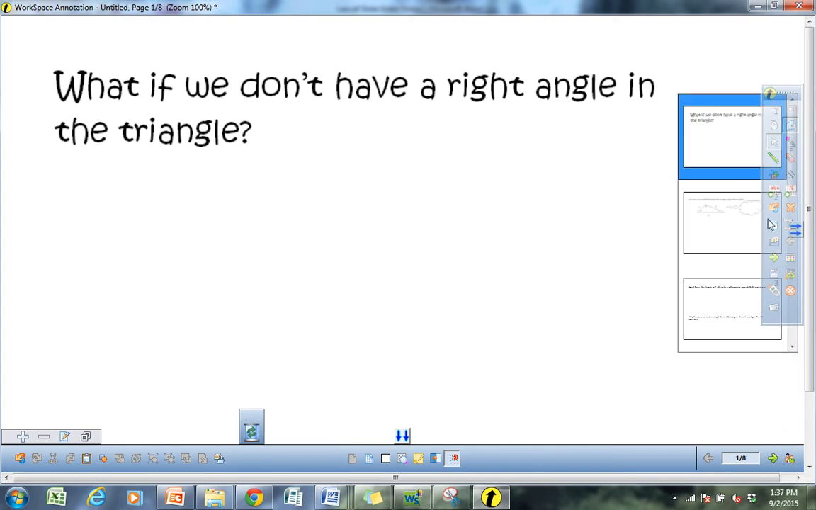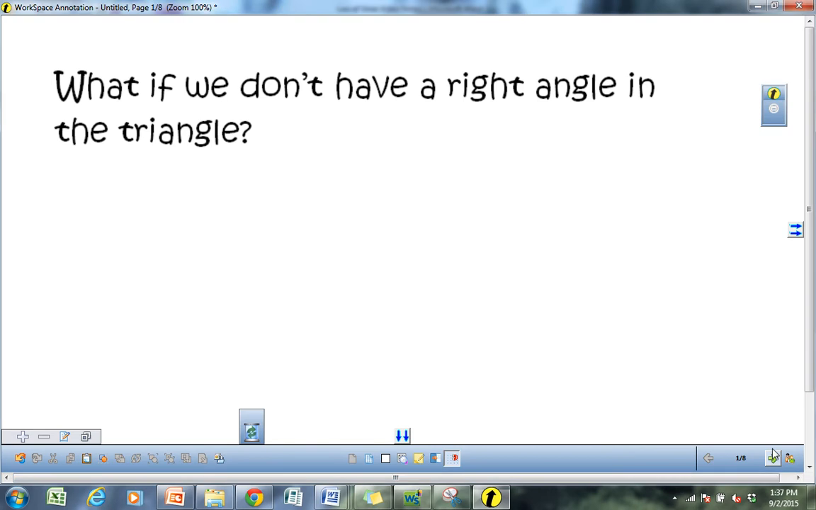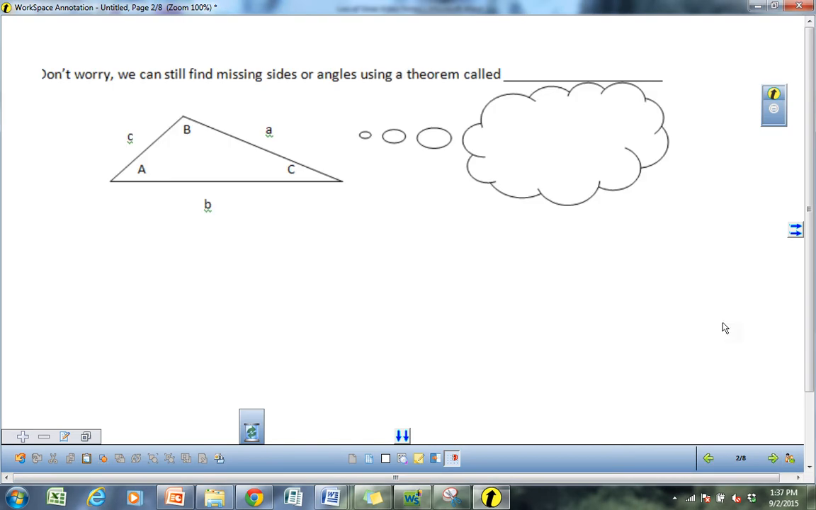Don't worry though. Have no fear. We can still find the missing sides or angles using a theorem called law of sines. I know you were very worried that we wouldn't be able to solve it. So if we have law of sines, look at the triangle we have now.